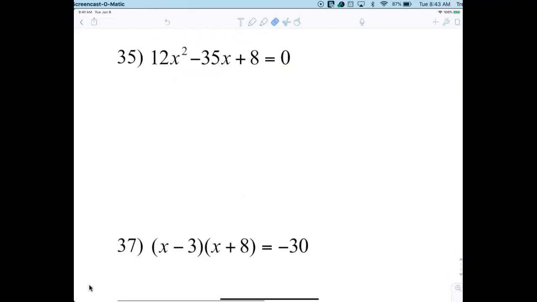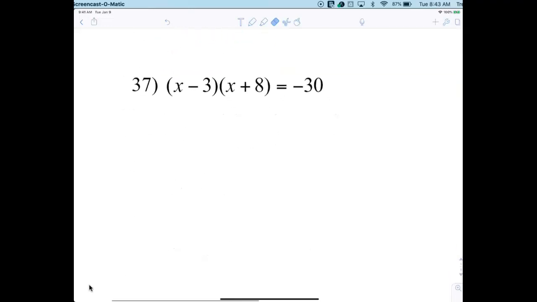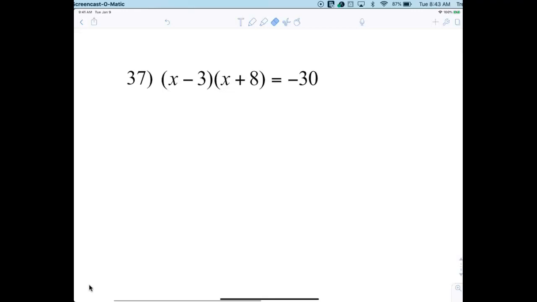I'm confident in 35. Uh-oh, 37. All right, now please look at 37. 37 is considered difficult because you can't just say x minus 3 equals 0, x plus 8 equals 0, because right off the bat, it's not set equal to what? 0. So now, please listen to me. This is annoying because I have to multiply this out.